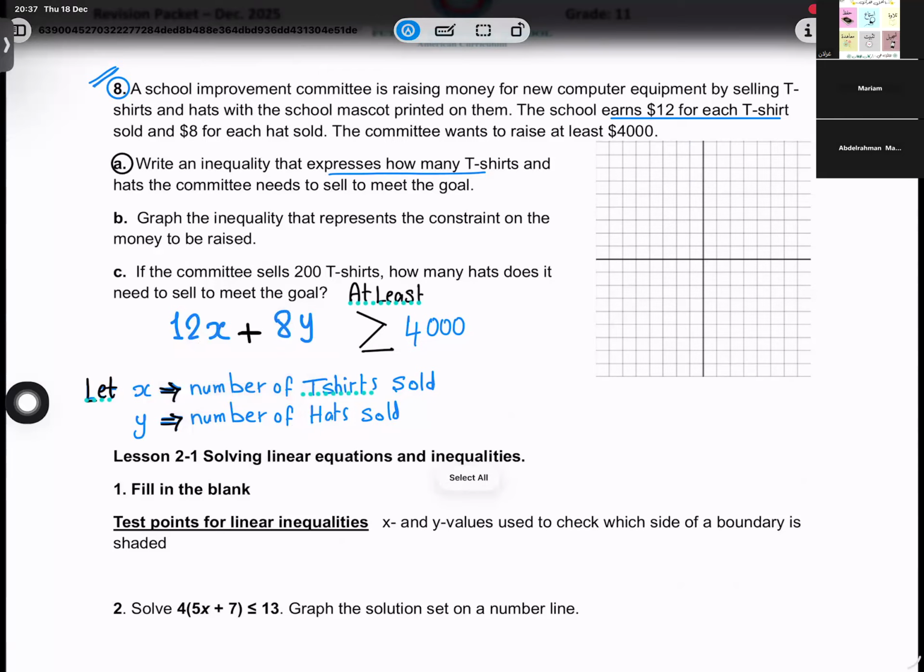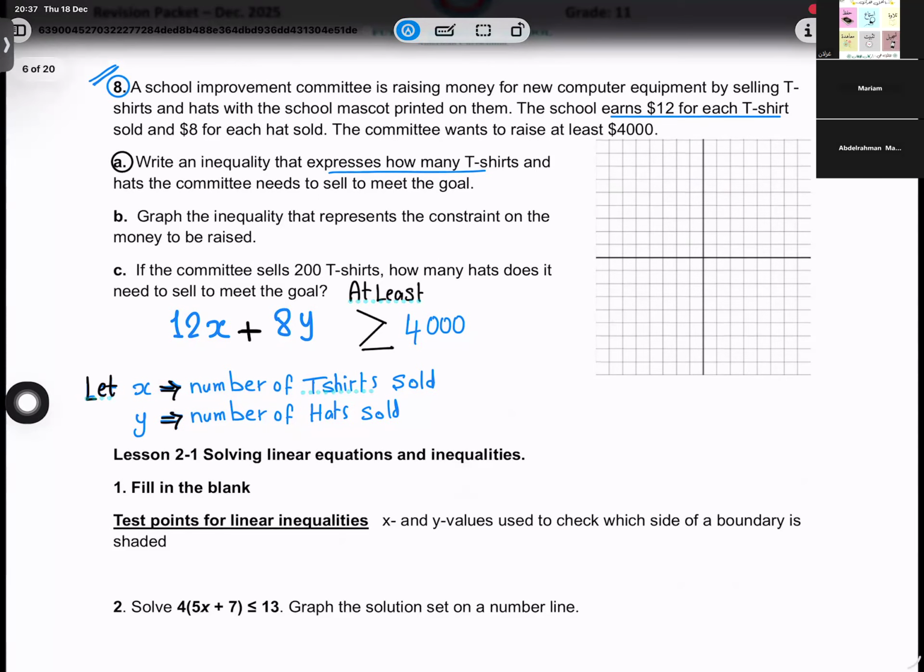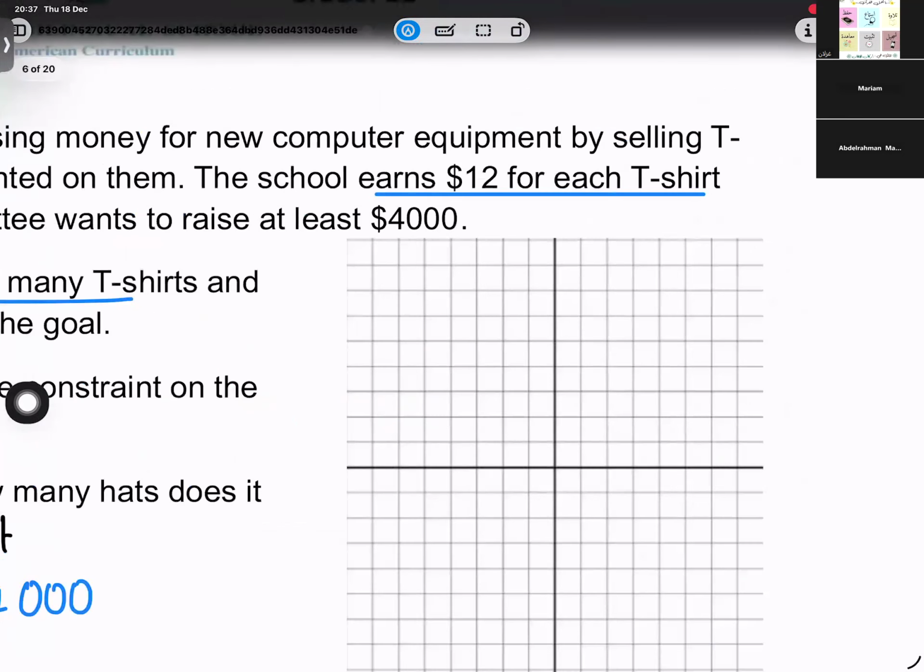It starts with the y-intercept, which is 8. The y-intercept means x is zero, so it will be 8y greater than or equal to 4000, which means dividing by 8 on both sides: 500. So we need to sell at least 500 hats or more. 500 hats.